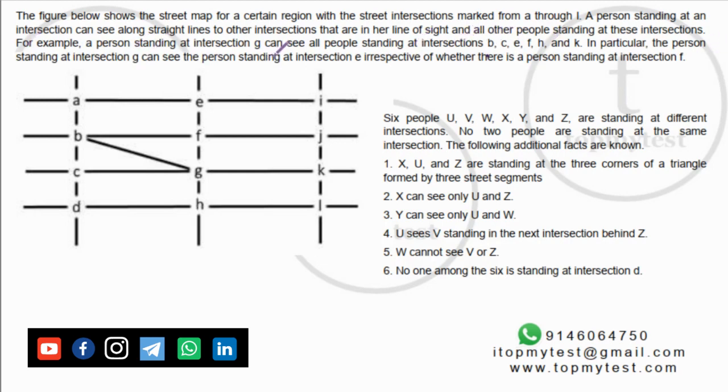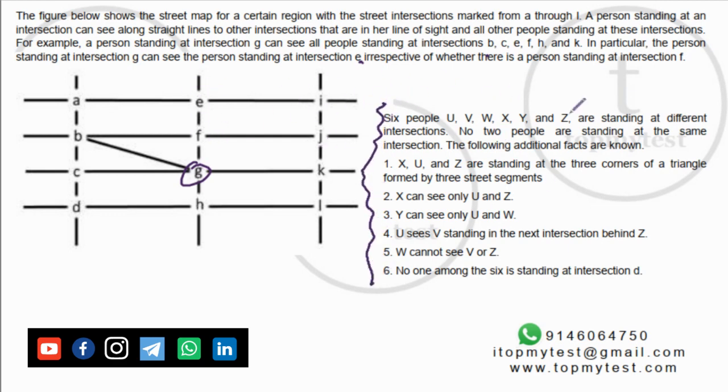For example, a person standing at G can see B, can see C, can see E, through this, F, H, K, right? In particular, the person standing at G can see the person standing at E irrespective of whether there's a person at intersection F or not. So G can see F or E irrespective of whether it is there or not. Okay, and then you have some information.